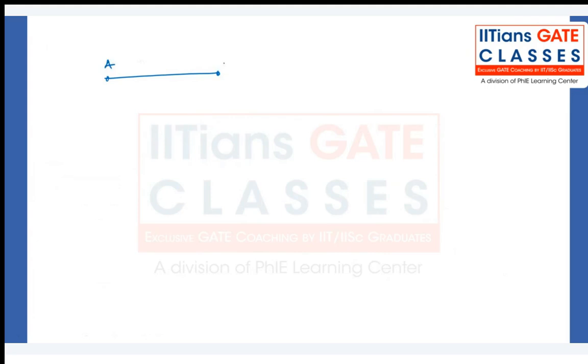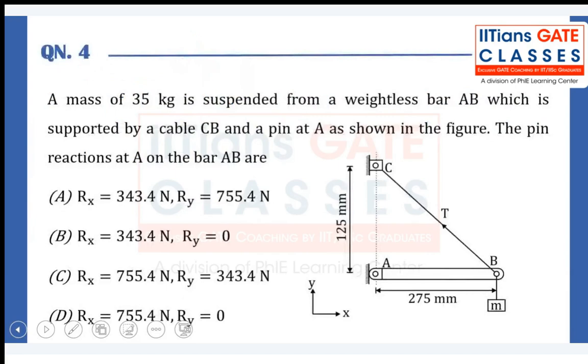So let's say the AB bar, we have a vertical reaction and horizontal reaction. Mg is acting in downward direction. Then the tension force in this case is at an angle, let's say this theta.